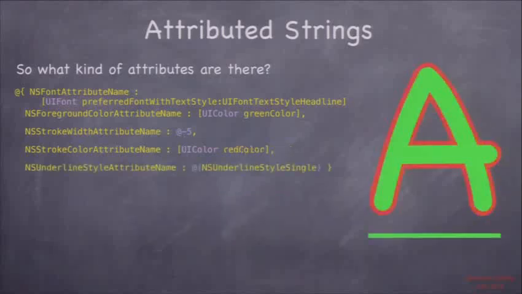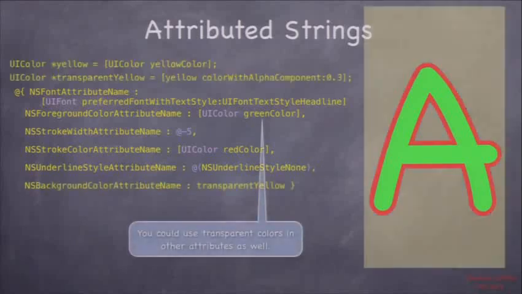What else can we have? Underline style attribute name. That's an NSNumber that has an enum, one of NSUnderlineStyleSingle or Double, or there's also NSUnderlineStyleNone, which would be no underlining. There's also background color. Just to show you that this is possible, I set the background of this glyph to be a transparent yellow. It's 30% visible, 30% towards opaque yellow. So you can see the chalkboard showing through there.